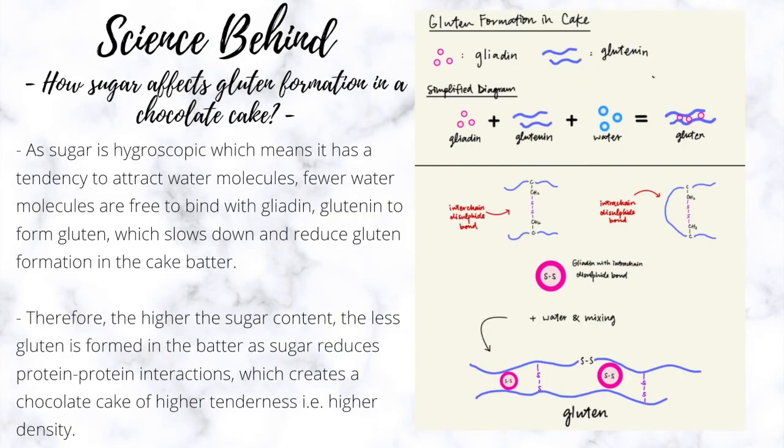Then, let's see how sugar affects gluten formation in a chocolate cake. As sugar is hygroscopic, which means it has a tendency to attract water molecules, fewer water molecules are free to bind with gliadin and glutenin to form gluten, which slows down and reduces gluten formation in the cake batter. Therefore, the higher the sugar content, the less gluten is formed in the batter, as sugar reduces protein-protein interactions, which creates a chocolate cake of higher tenderness, which is higher density.